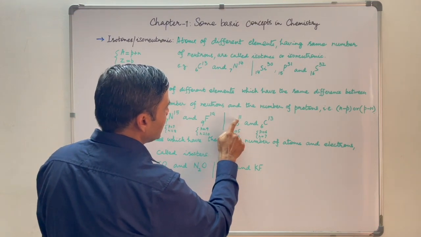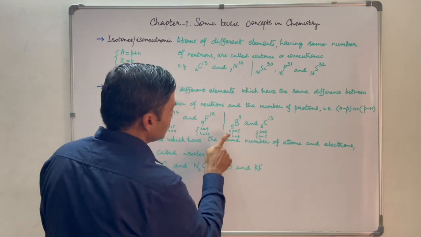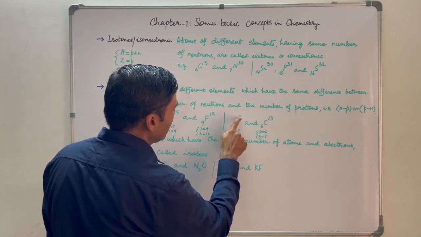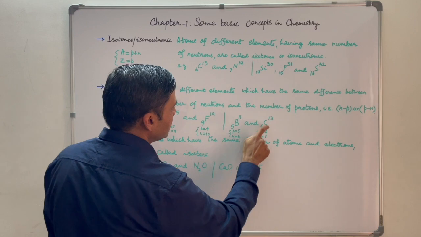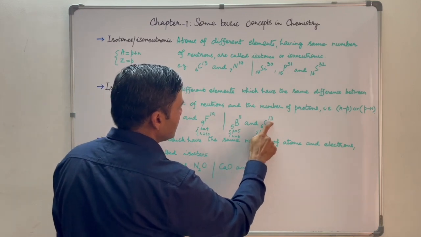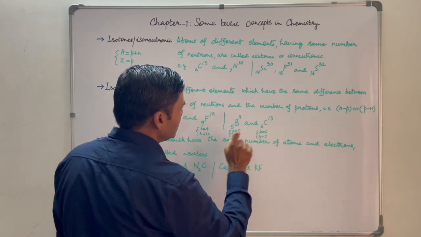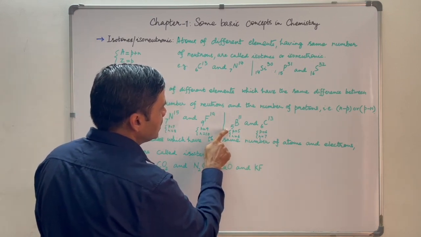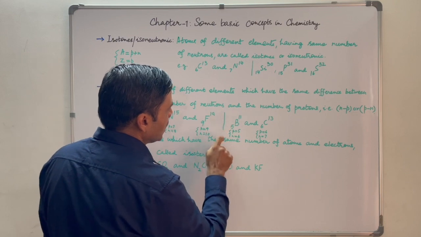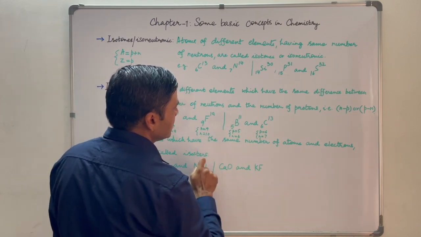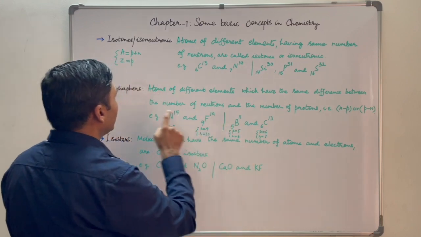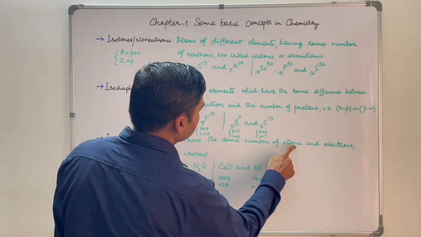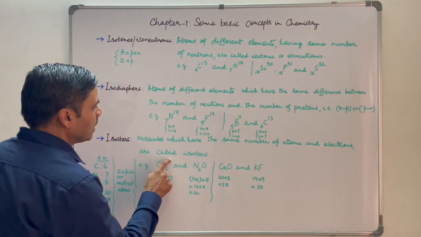Similarly, 5B11 and 6C13. So number of protons here is 5. Number of neutrons is difference between 11 and 5, that is 6. And in this case, number of protons is 6 and number of neutrons is difference between 13 and 6, that is 7. Now calculate P minus N or N minus P. So that is 6 minus 5, that is 1, and in this case 7 minus 6, that is 1. So they are isodiaphers. Isosters, molecules which have the same number of atoms and electrons are called isosters.